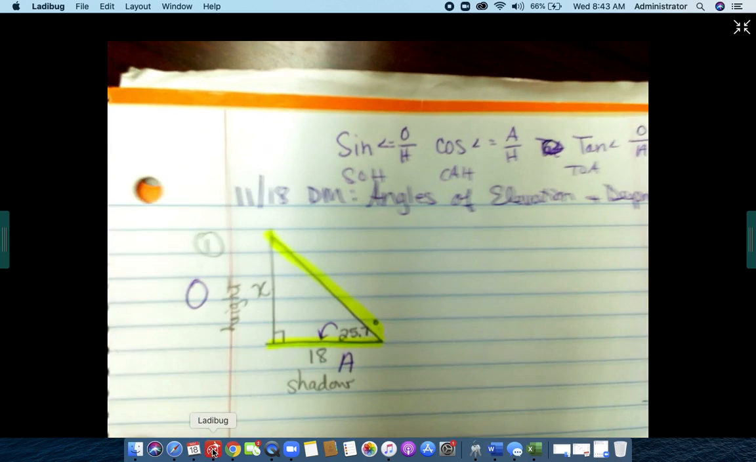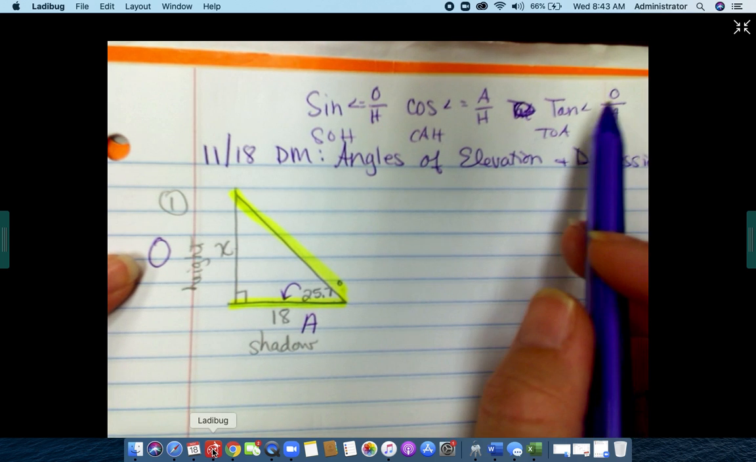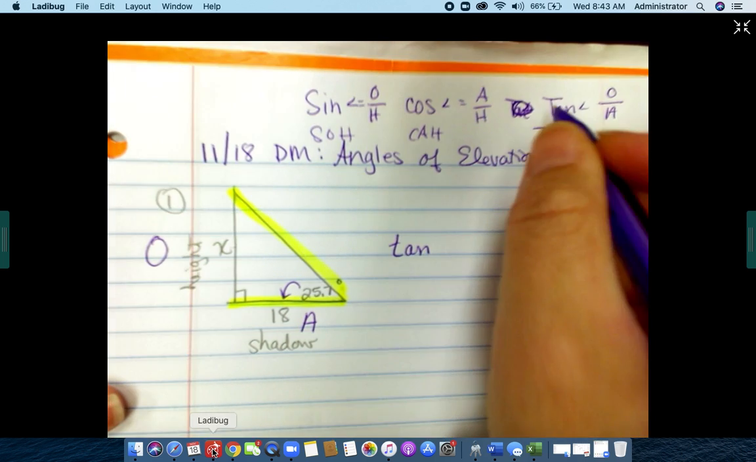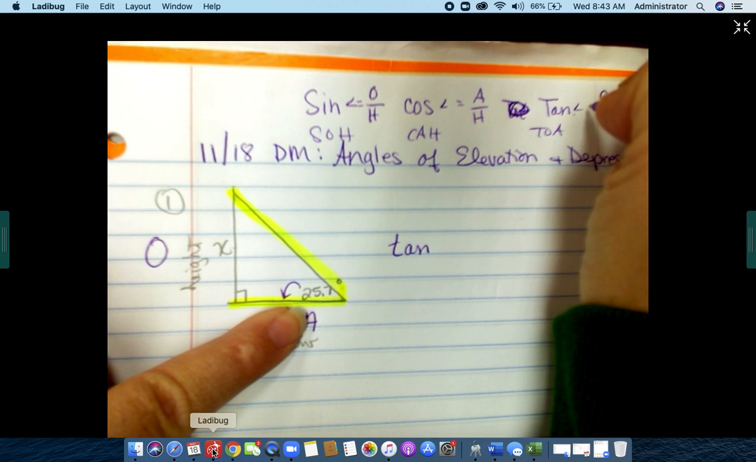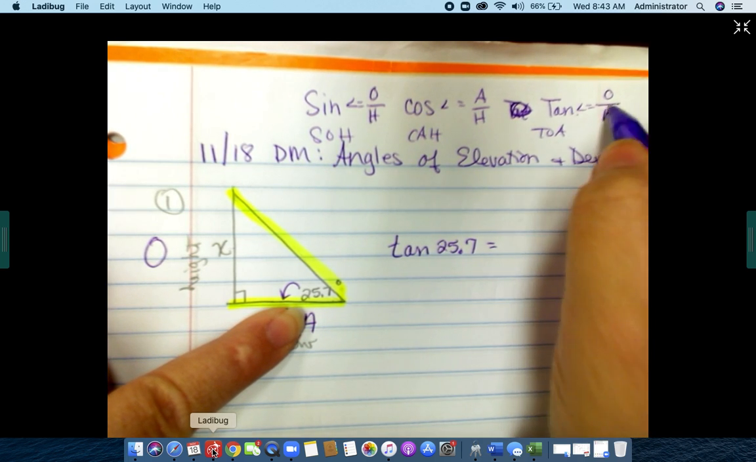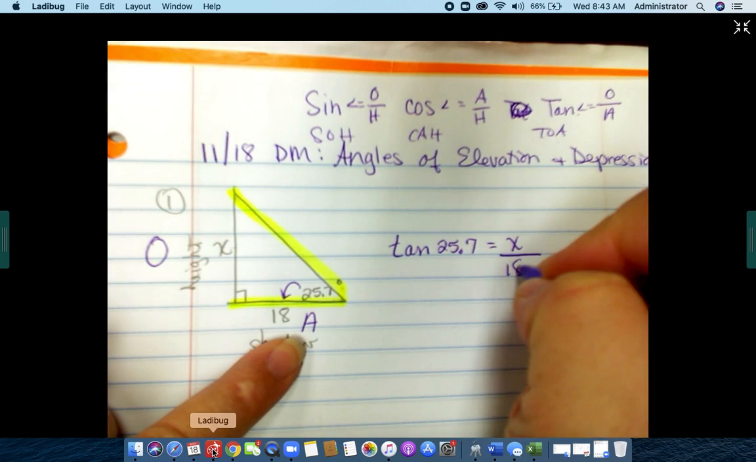Okay? So when I look at this and I see that I've labeled an O and an A, that directs me to use the tangent ratio. So that means I'm going to say tangent of my angle measure, which is 25.7, is equal to my opposite side, X, over my adjacent side, 18.